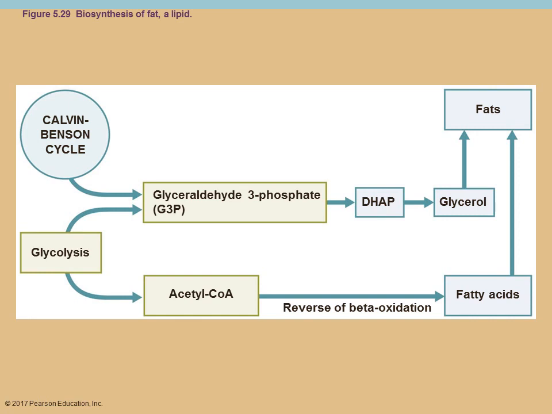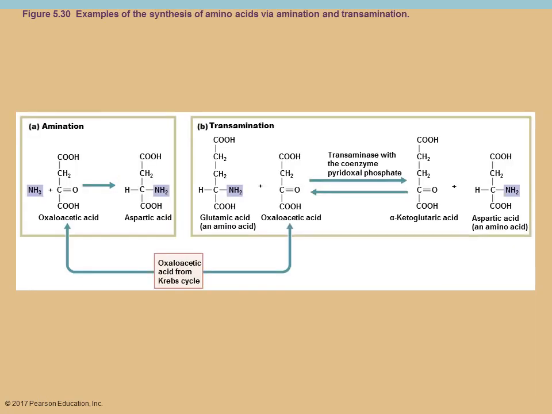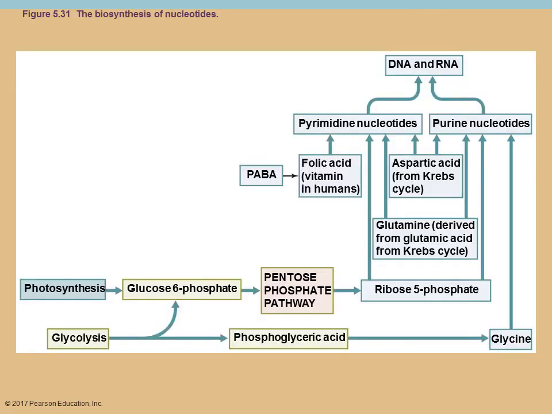So it just depends on supply and demand. What is needed right now? Which pathway am I going to go through? This is just showing production of making amino acids, nucleotides.